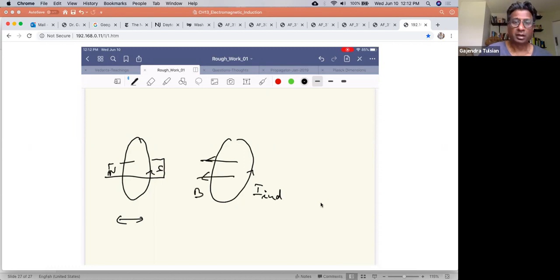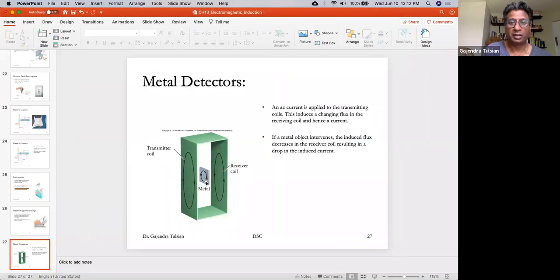Now if you introduce a metal, there's an induced current in the metal where the polarity is in the opposite direction. And as soon as you introduce a metal, the flux through the receiving coil decreases. So if a metal object intervenes, the induced flux decreases in the receiving coil, resulting in a drop in the induced current. When there's no metal, there's a certain level of current in this receiving coil because of the AC current here. As soon as you introduce some metal, the current in this receiving coil decreases, and that's how you detect metals. Okay.